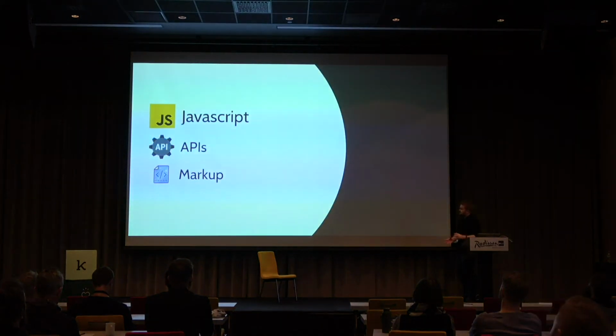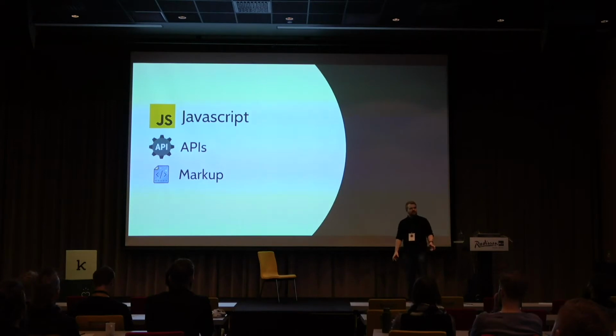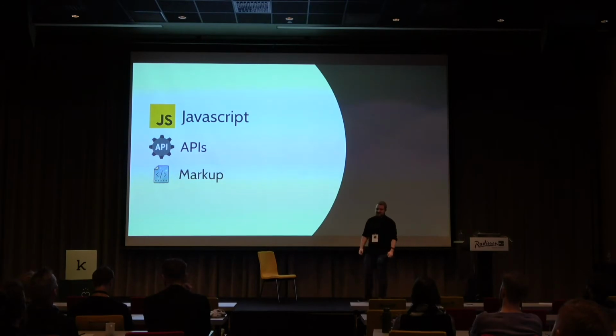JAM stands for JavaScript, APIs, and markup. So initially, when I heard this, I just thought this is just a fancy way of saying that you are building a single-page application. It's just a SPA, right? Because that's what a single-page application is. It's JavaScript, APIs, and some markup.